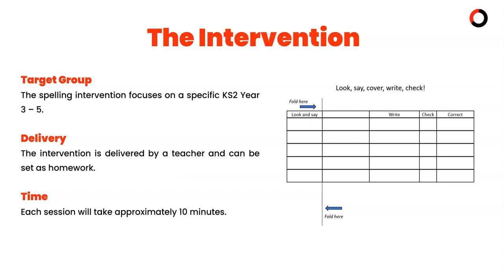So the intervention is the look, say, cover, write, check spelling strategy. And it focuses in this particular trial on specific year groups in Key Stage 2, years 3 to 5. The intervention is delivered by a teacher and can be set as homework, and each session will take approximately 10 minutes.